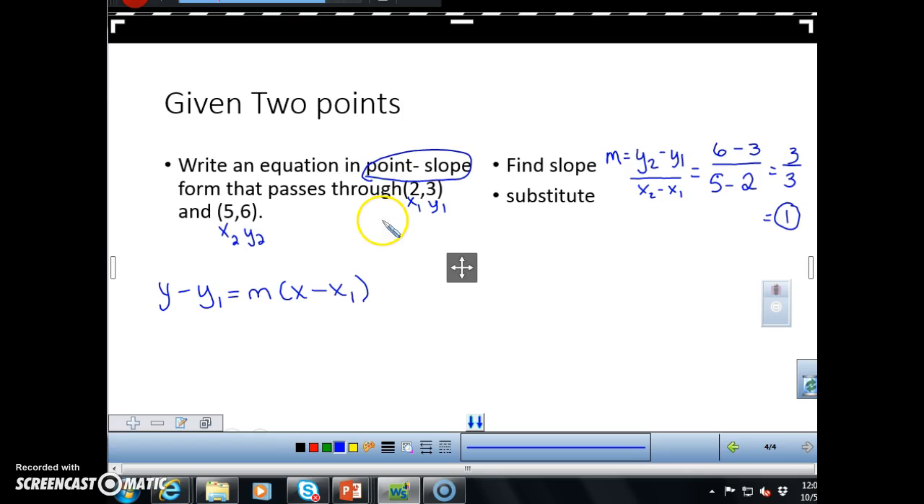Alec, which one do you like? You can't be wrong. Just pick a point. The 2, 3? Okay. All right, so we're going to use this one. y minus 3. Slope was 1 from here. And we're done.